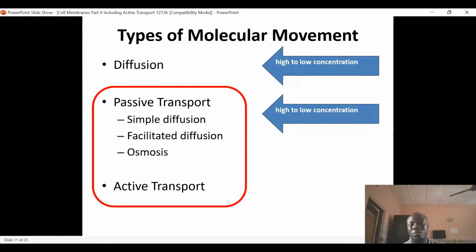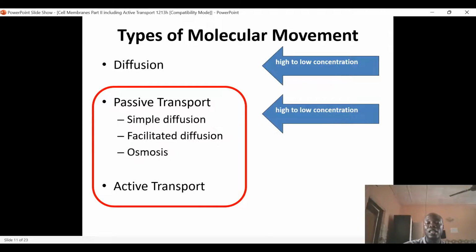And then the next one is passive transport. Passive transport is also where you are moving molecules from the region of higher concentration to the region of low concentration. We have simple diffusion and we have facilitated diffusion. A simple diffusion is a type of diffusion that does not require a protein carrier. It doesn't require the help of protein and it doesn't require the use of energy.